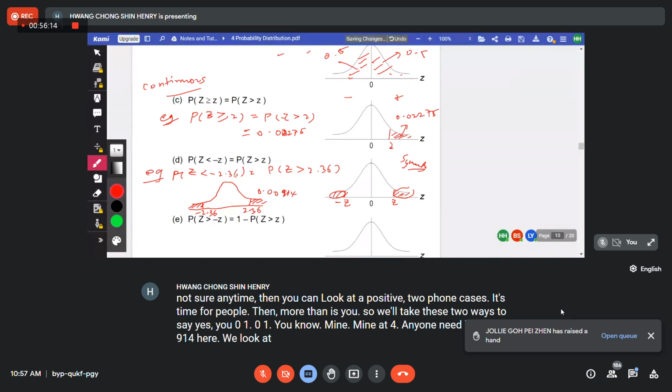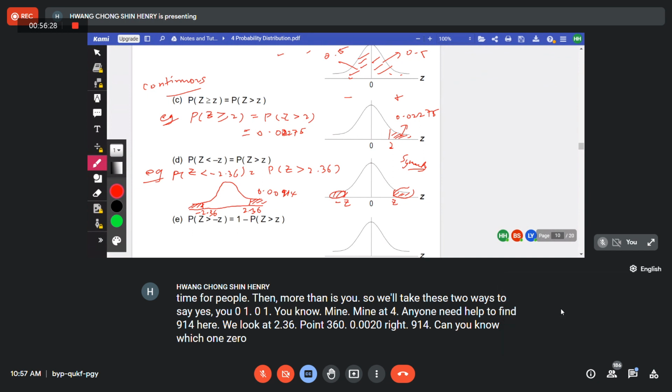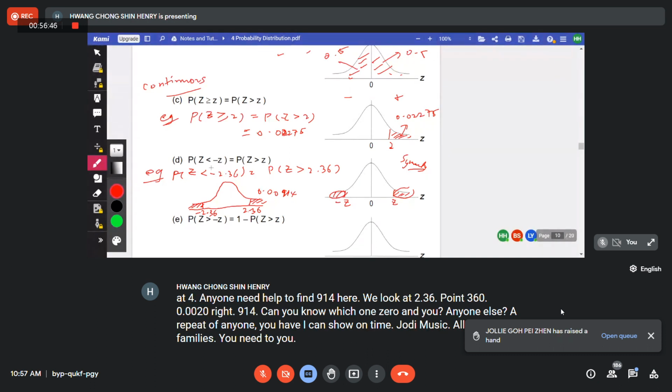Anyone need help to find it here? We look at 2.36, 0.36, 0.0020, right? Chen Yi, you miss one 0, Chen Yi, 0.00914. Anyone need help? I repeat, anyone need help? I can show one time. Jolie, you raise hand means you need me to show. Okay, I show one time.